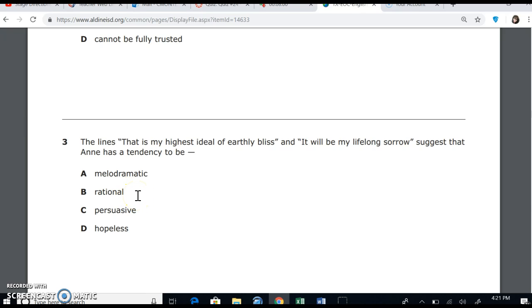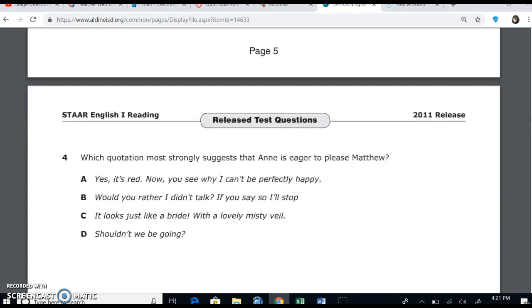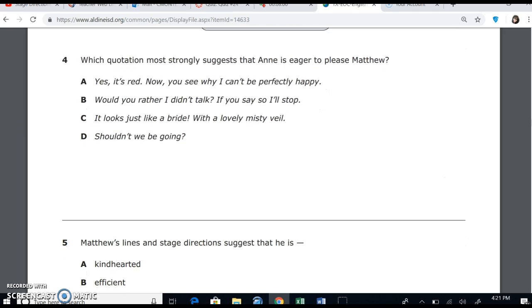B, rational. That one you also might not know. C, persuasive. Persuasive can be positive or negative as well. Or D, hopeless. Hopeless would be negative. Okay, number 4. Evelyn, make sure you're paying attention. Number 4. Which quotation most strongly suggests that Anne is eager to please Matthew?